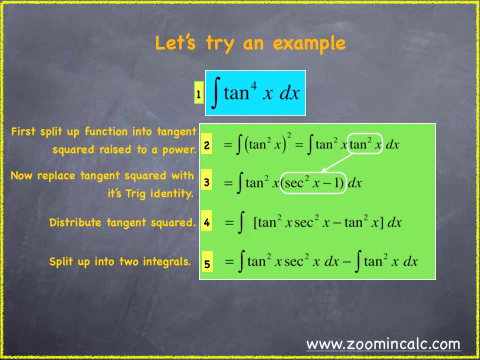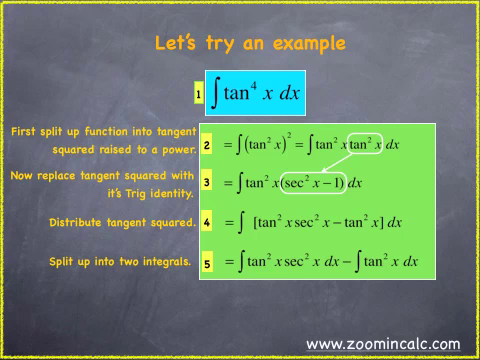Now, what are we going to do with this? Well, the reason we're using tangent squared is because tangent squared has a trig identity known as secant squared of x minus 1. And we are going to make that substitution. So if you look in item 3, or step 3, you will see that we have replaced our tangent squared with secant squared of x minus 1.